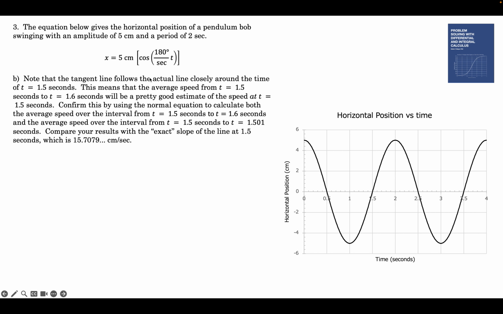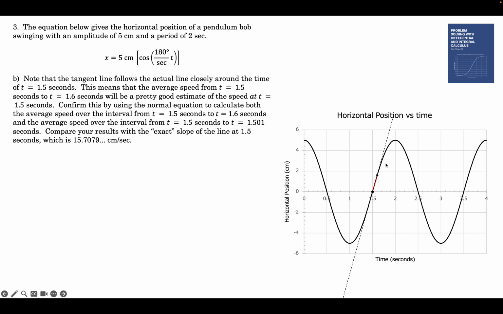Part B. The actual tangent line follows the curve pretty closely at 1.5 seconds. So let's get the average speed from 1.5 seconds to 1.6 seconds and see how close it is. There's 1.5 seconds. There's 1.6 seconds. To get how far it goes, we can use the normal equation. We can get those two positions. This normal equation will give us the two positions, and we can subtract them to get the distance traveled. So here is our line that connects the 2 points, and you can see that it follows the actual curve pretty closely. All right, there's the tangent line.